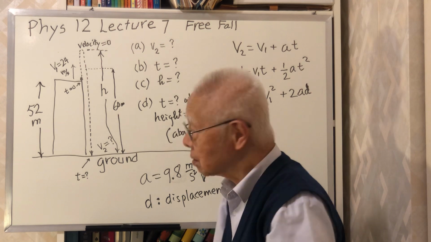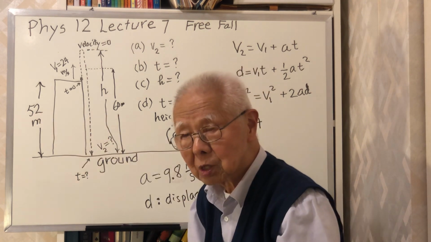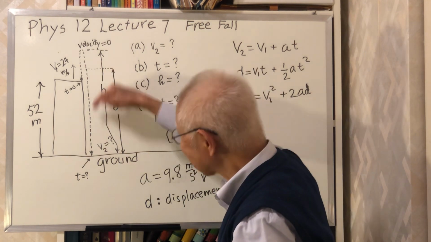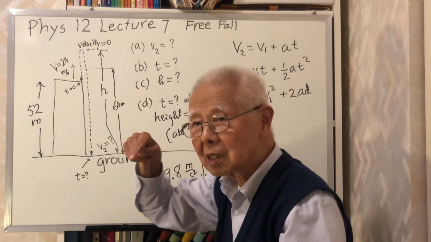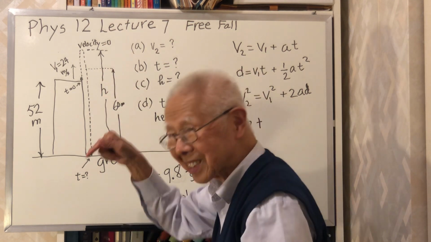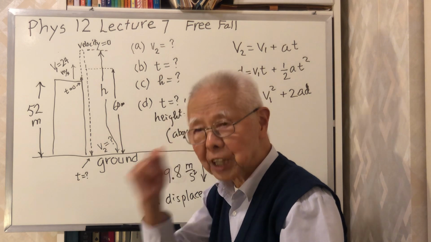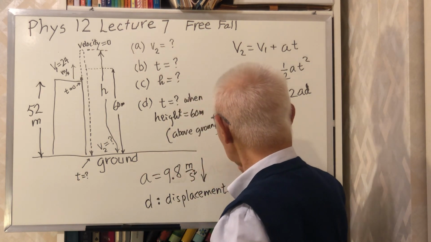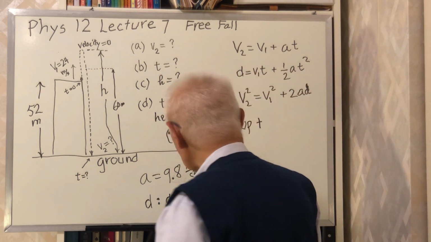How big? 52. Direction? Down. The direction of displacement is down. Therefore, it's negative because we choose up is positive.